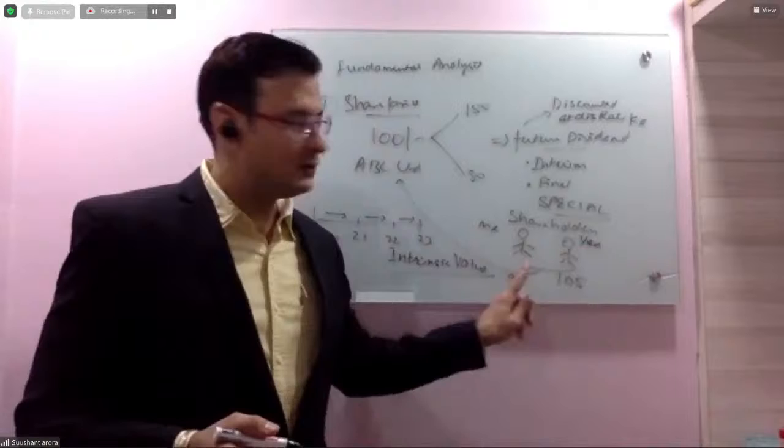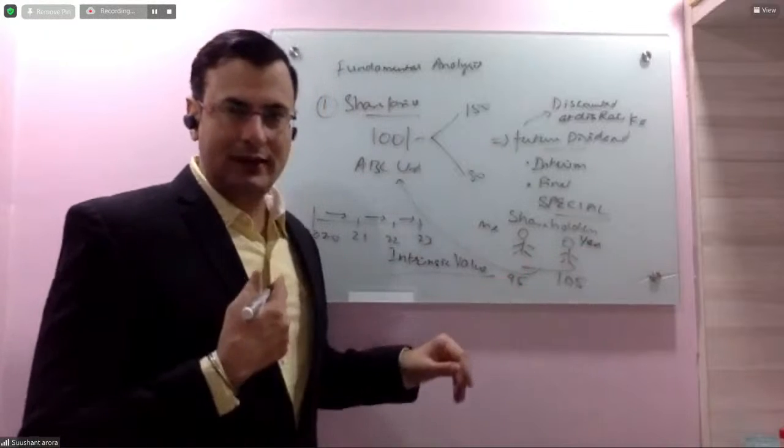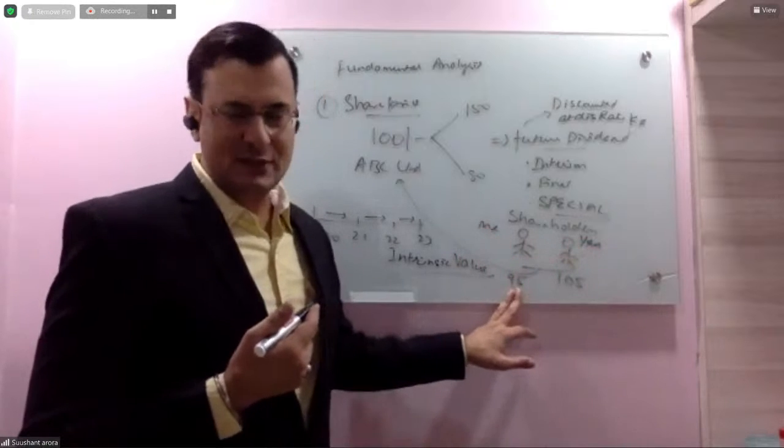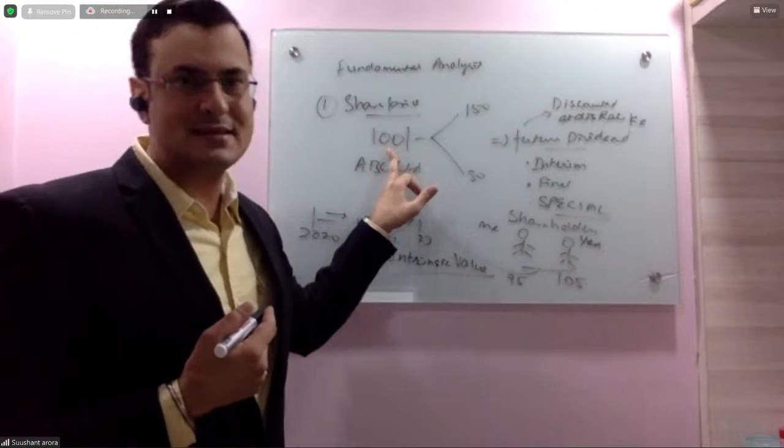Please see this carefully. Very simple. So I calculated the intrinsic value. This is me. This is you. I calculate this value as 95. And when I look at the market, the current stock price is 100 rupees.